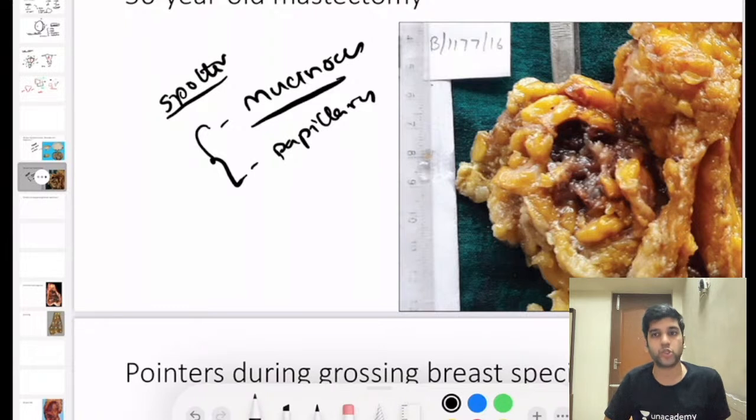So these two you should not miss. Others, if you say it's in carcinoma, benign stromal lesion, that should be more than enough, fine.